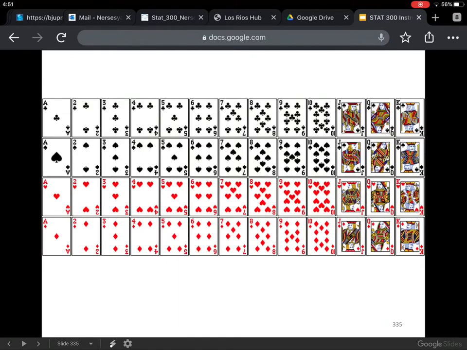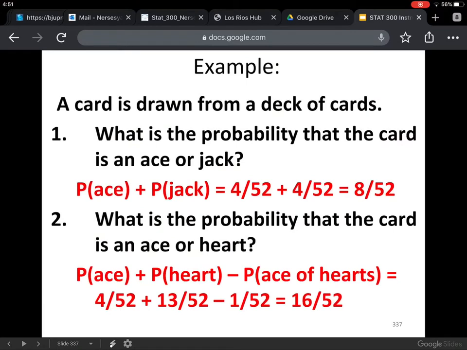Well, we have how many aces? There's 4 aces out of a total of 52 cards. And there are 4 jacks out of a total of 52 cards. Are there any cards that are aces and jacks? No, there aren't. That means these two events are mutually exclusive. And so the probability would be finding the probability of an ace plus the probability of a jack, 4/52 plus 4/52, or 8/52.